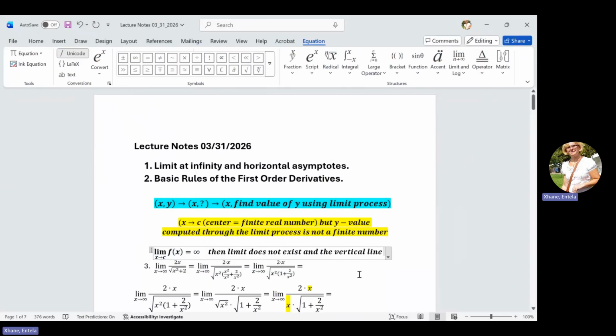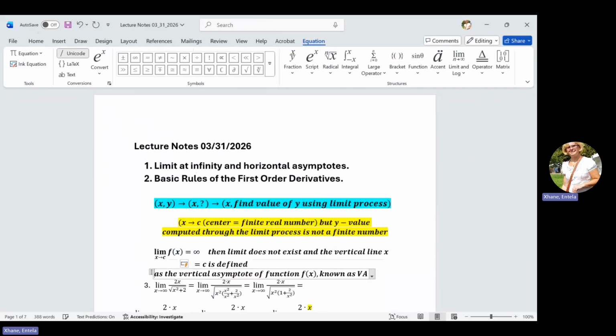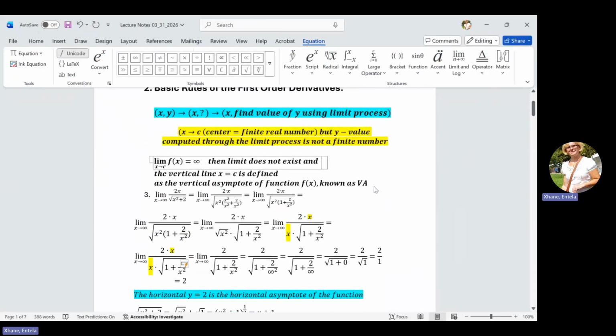and the vertical line, x equals c, is defined as vertical asymptote of function f of x, known as VA. And then I encourage you to look at all the scenarios that we discussed so you can review and then understand what I'm going over right now.